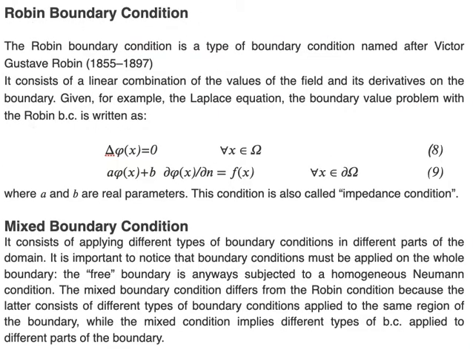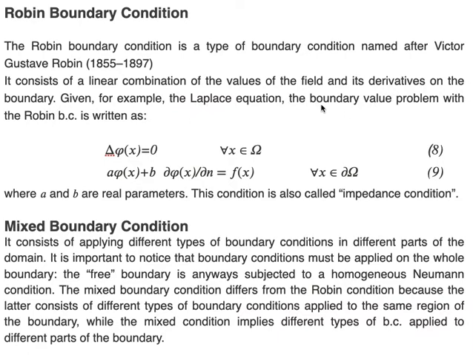And this third one is not much used or common, and it is not considered a major kind of boundary condition, but there is the Robin boundary condition. The Robin boundary condition is a type of boundary condition named after Victor Gustave Robin, 1855 to 1897. It consists of a linear combination of the value of the field and its derivative on the boundary.